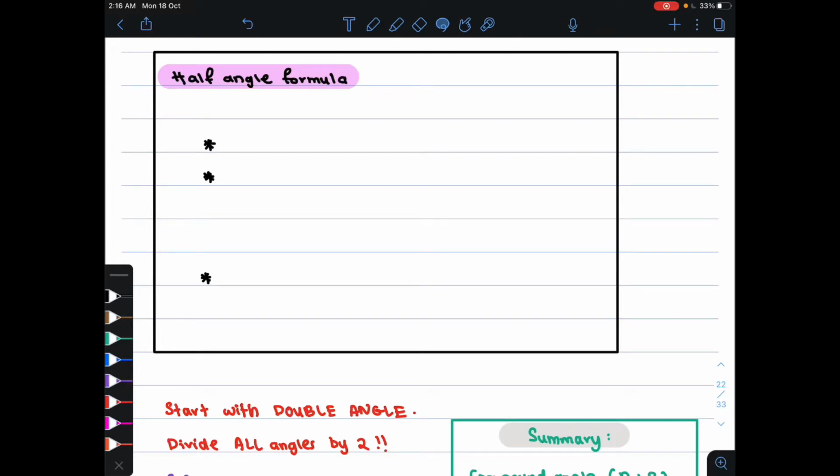Next, we have the half angle formula. Note that the half angle formula comes from the double angle formula. Therefore, the half angle formula is not given in the exam. So, how do you find the half angle formula using the double angle formula?